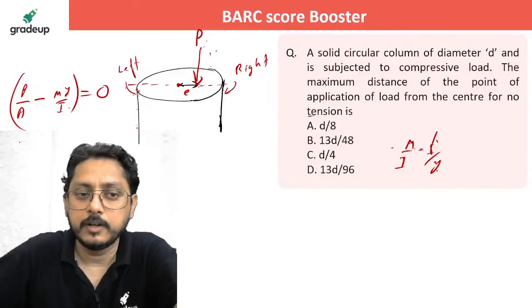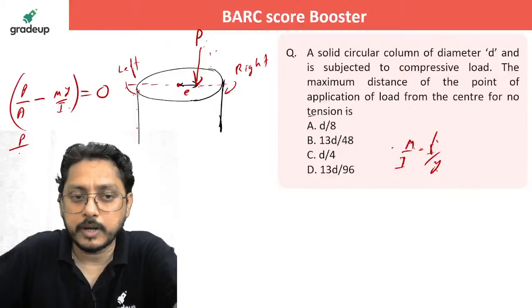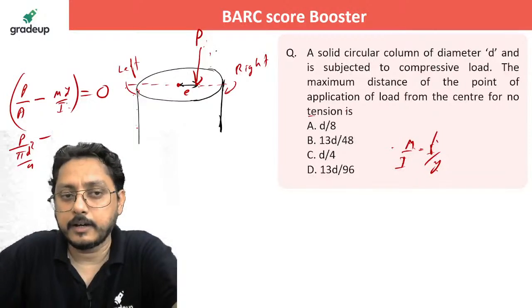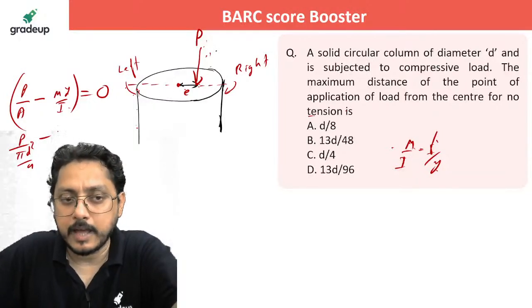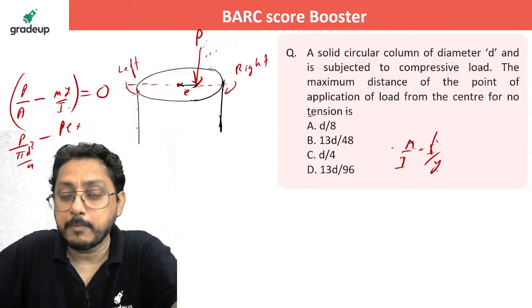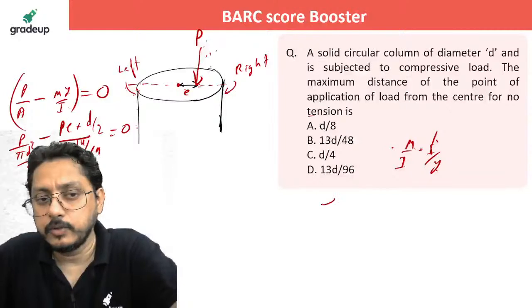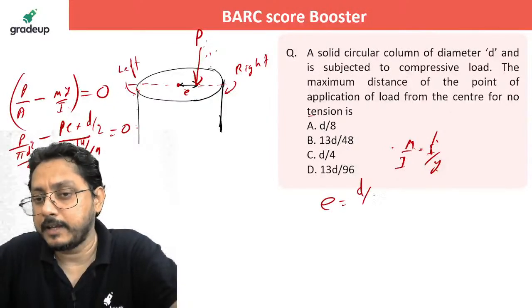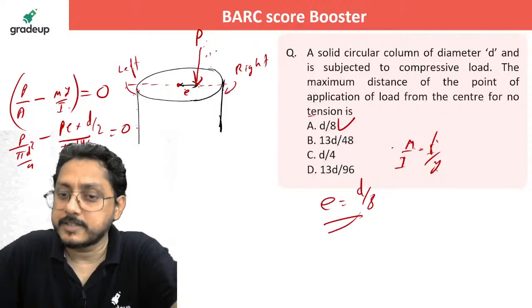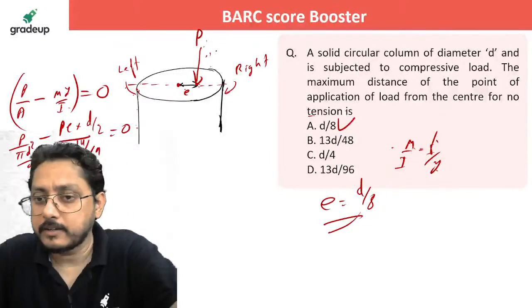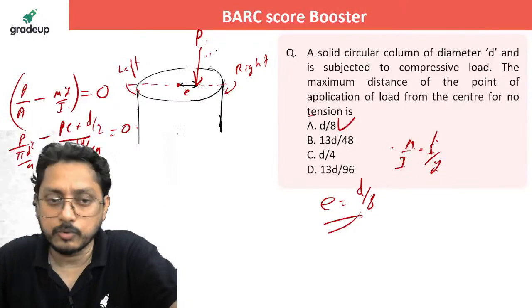If you solve this, use that P, then use pi d square by 4 as the cross-sectional area. Then for the moment, you apply P into E, which is the moment acting here, multiplied by Y. Y is the maximum fiber distance, that is d by 2. Use I, that is pi d 4 by 64, and then calculate it. Finally you will get that E value is d by 8. So if you apply the load within a distance of d by 8, inside the kern, that is known as the kern area.